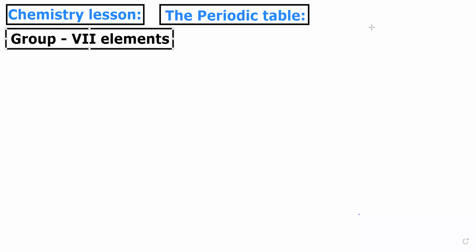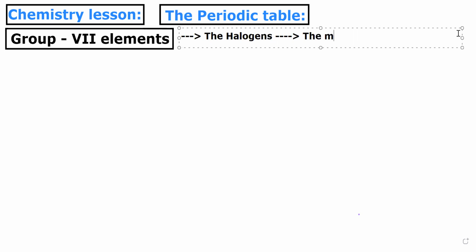So here we are talking about group 7 elements in the periodic table. What are they called? They are also called the halogens, and they are the most reactive non-metals. Yes, group 1, the alkali metals, are the most reactive metals, right? And here we will be talking about the most reactive non-metals.